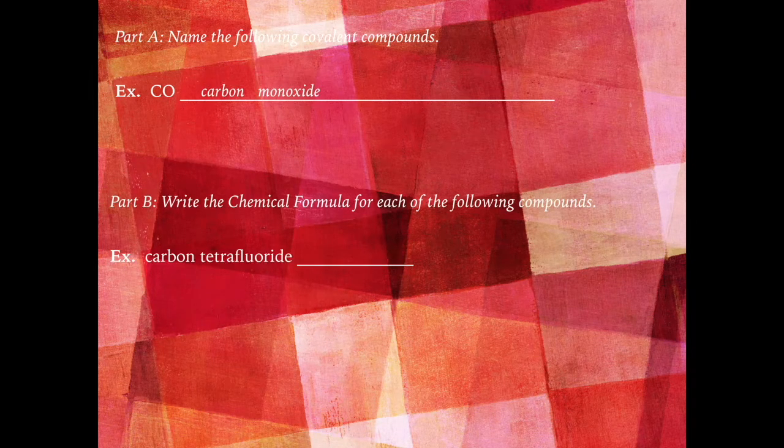Now to write the formula, I simply have to use the prefixes. So this is carbon tetrafluoride. I have 1 carbon, and then I have 4 fluorides, so it'd be just CF4. So no crossing your charges here.